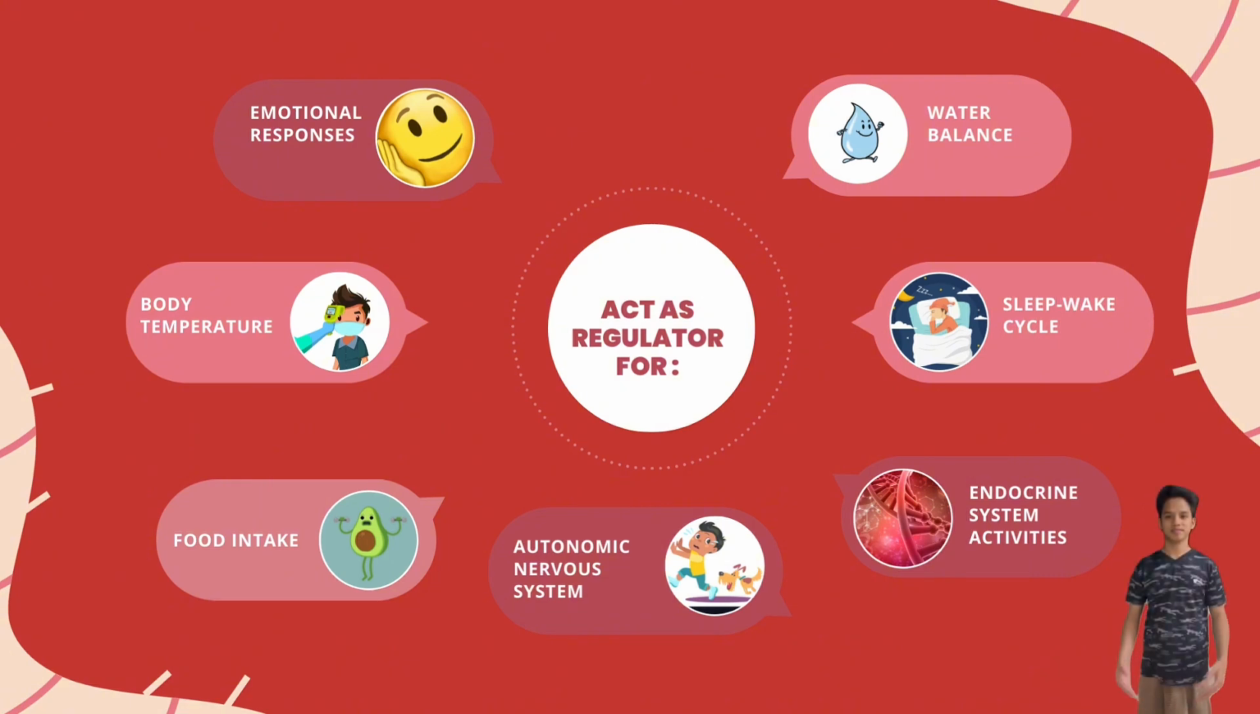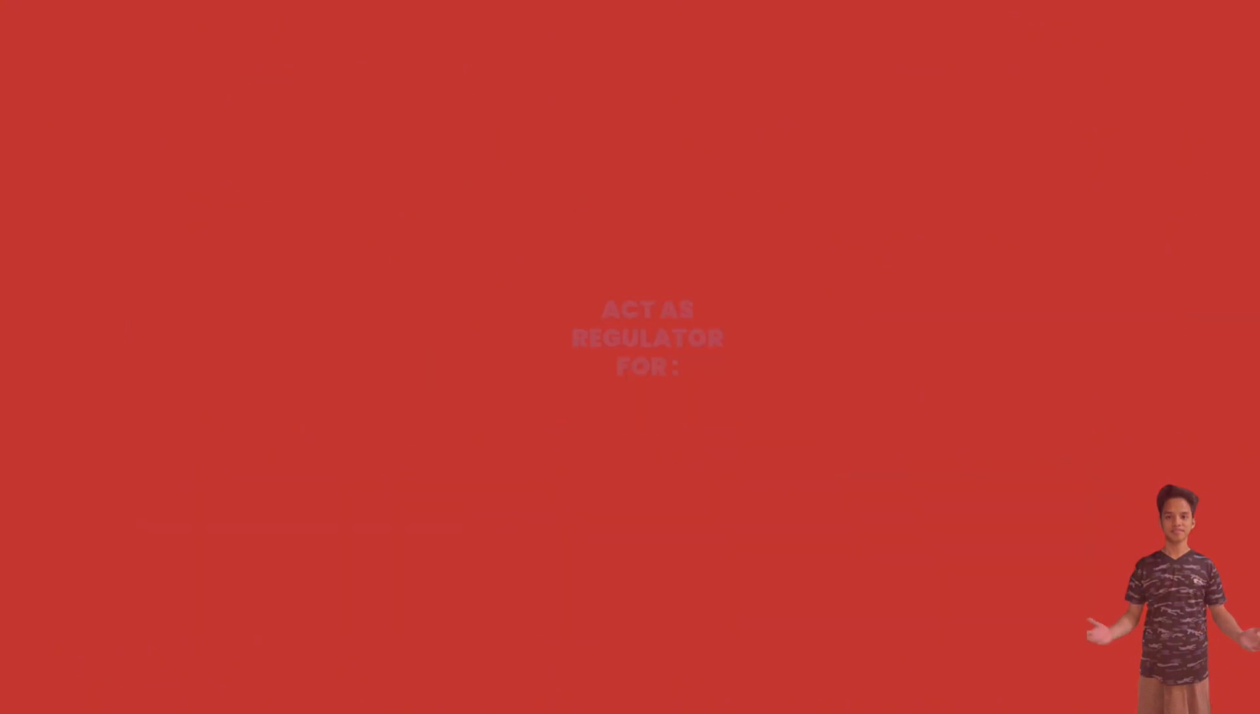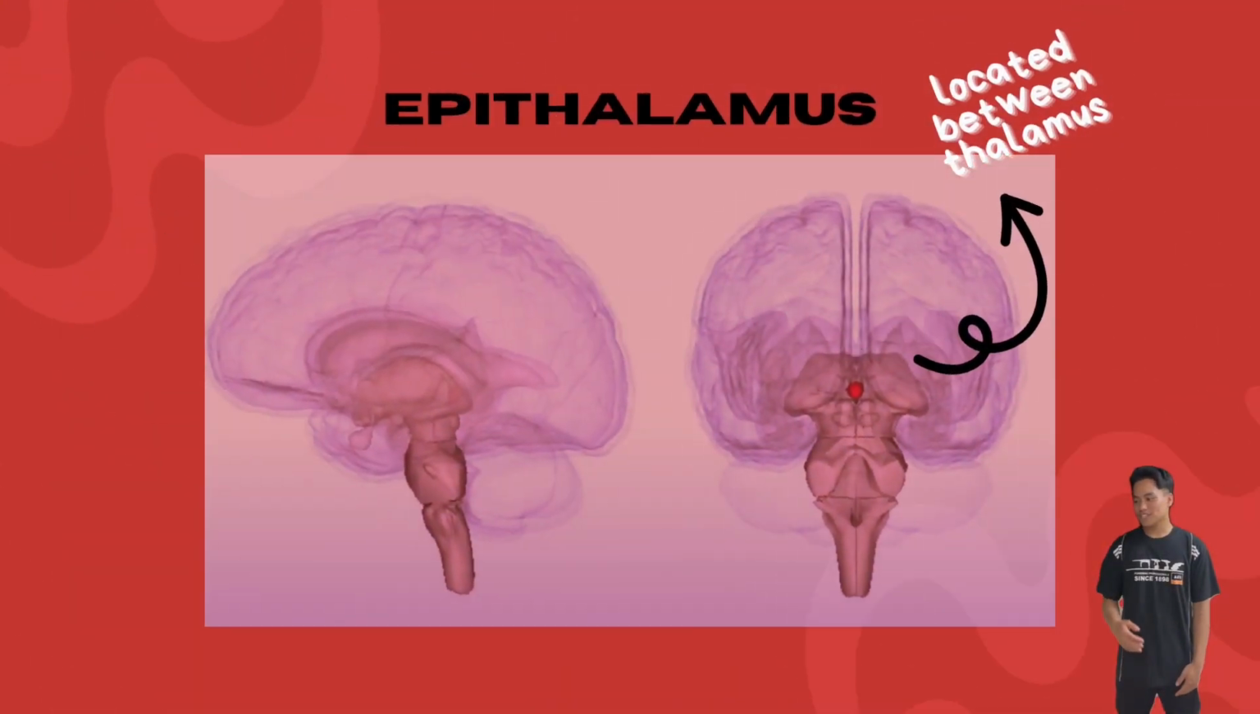Next, hypothalamus also regulates the autonomic nervous system. For example, the fight or flight situation. And finally, hypothalamus regulates the food intake in our body. And for the last part, we have epithalamus.